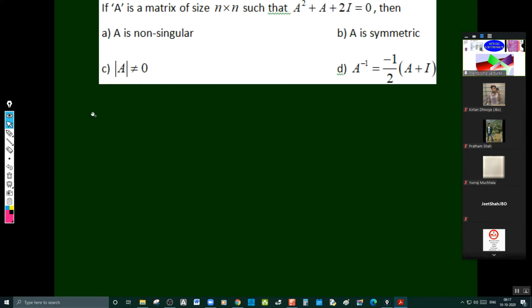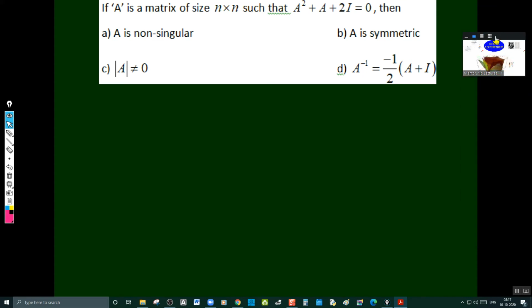Okay. Now, the continuation. If A is a matrix of size n by n such that A square plus A plus 2I is equal to 0, then (A) A is non-singular, (B) A is symmetric, (C) det A not equal to 0, (D) A inverse is equal to minus 1 by 2 into A plus I. So, if you see, that is called a matrix equation. A matrix equation is given from which you have to decide the inverse of the matrix.